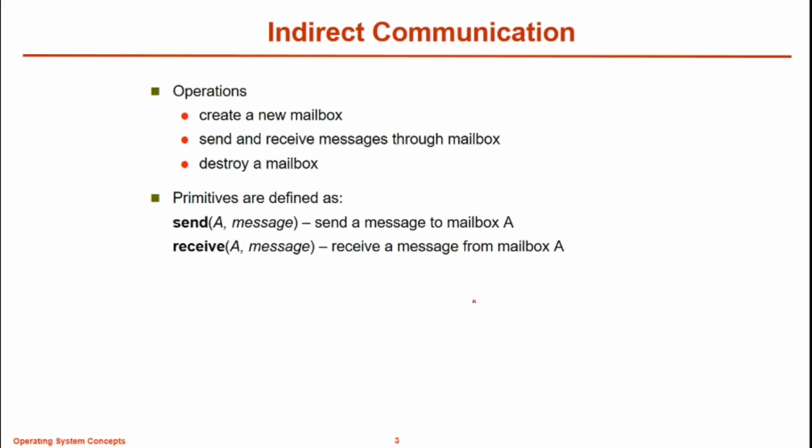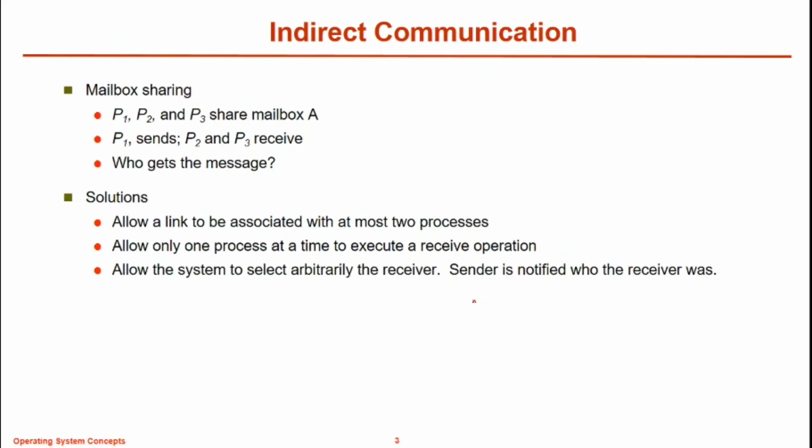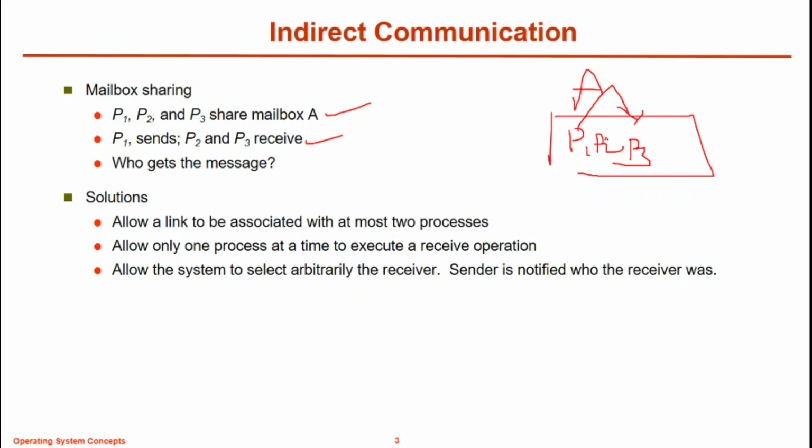Indirect communication creates a new mailbox, sends and receives messages, and destroys a mailbox when there is no use for it. Primitives are defined as: send a message to mailbox A, receive a message from mailbox A. They gave one example: P1, P2, P3 share a mailbox A. P1 sends, P2 and P3 receive. So you can see here this is mailbox A with P1, P2 and P3. P1 sends a message to the mailbox, and P3 receives the message from A.